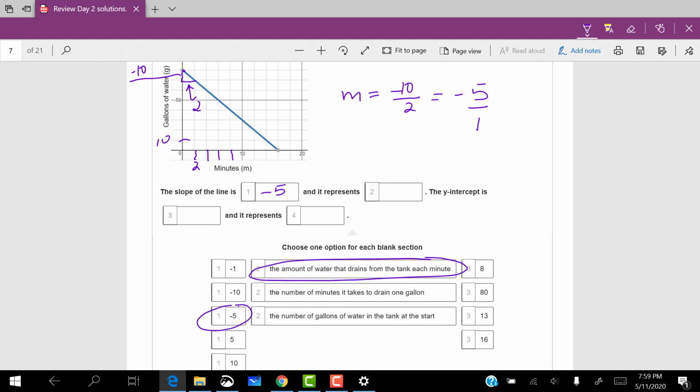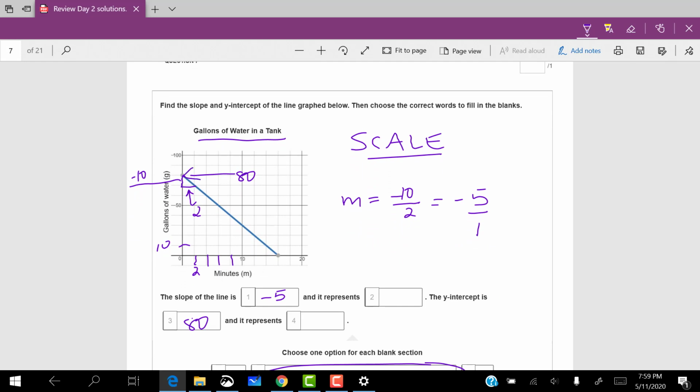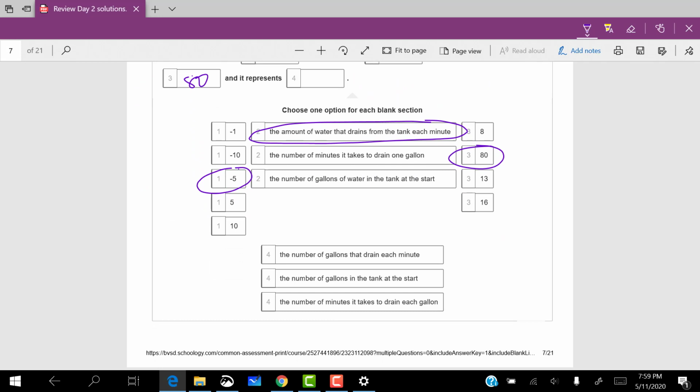All right, now let's look at this y-intercept here. That's 50, 60, 70, 80. So I know my y-intercept is 80. And let's think about what that means. Well, again, looking at the graph, that is at time 0, we have 80 gallons. So let's see, that's the number of gallons at the start.